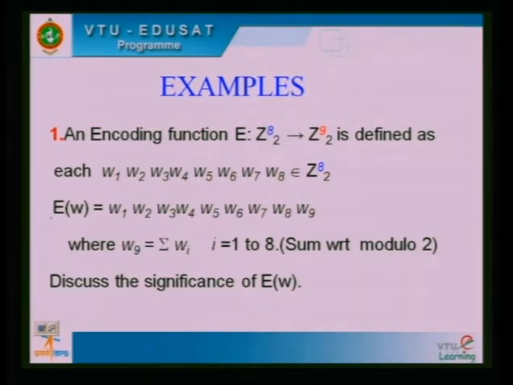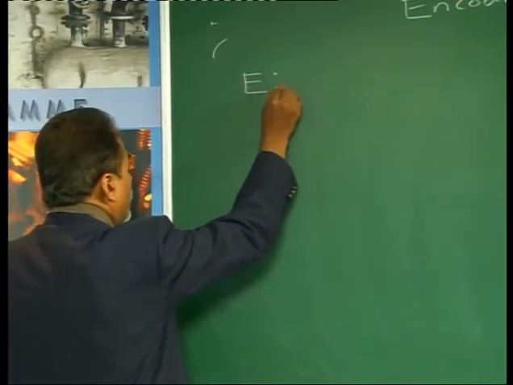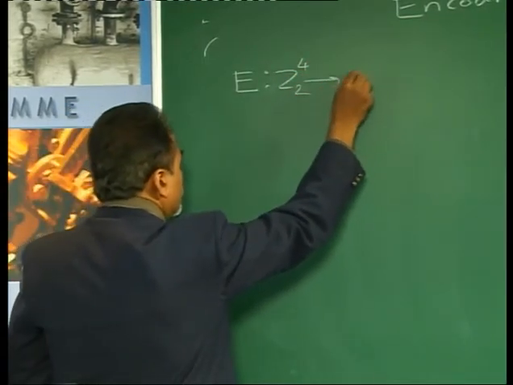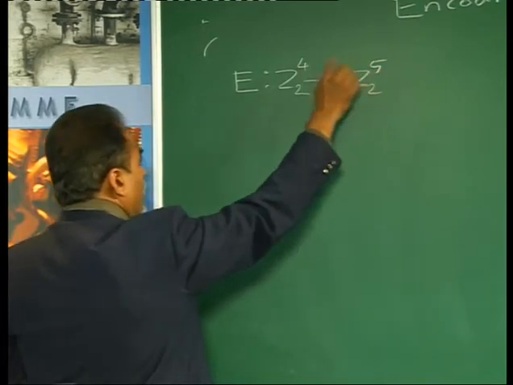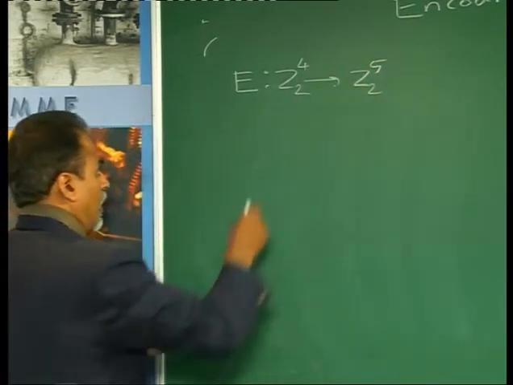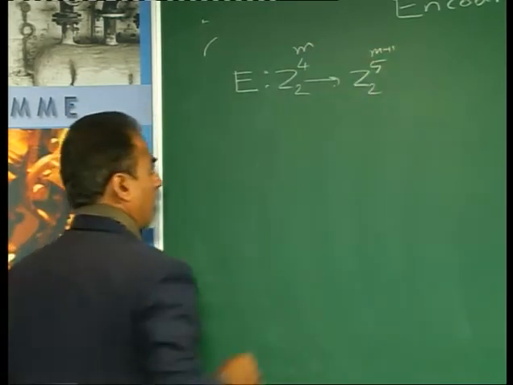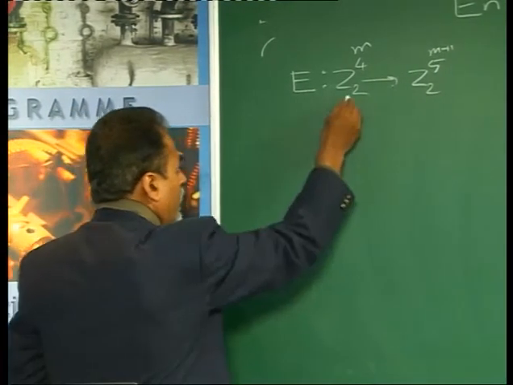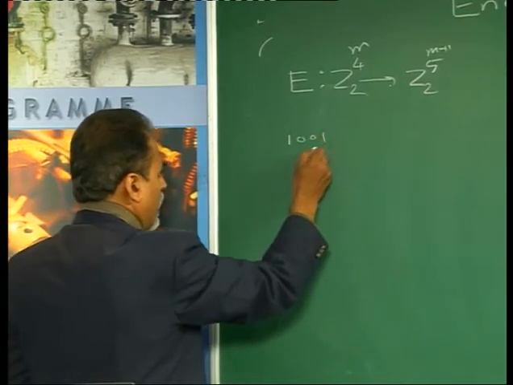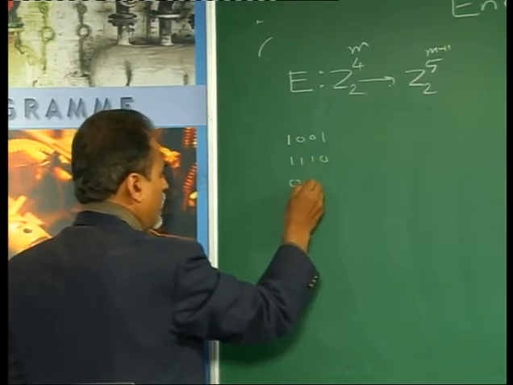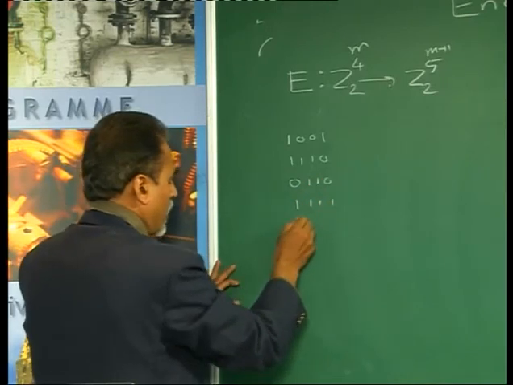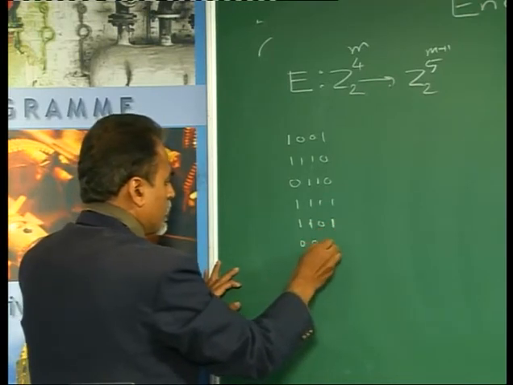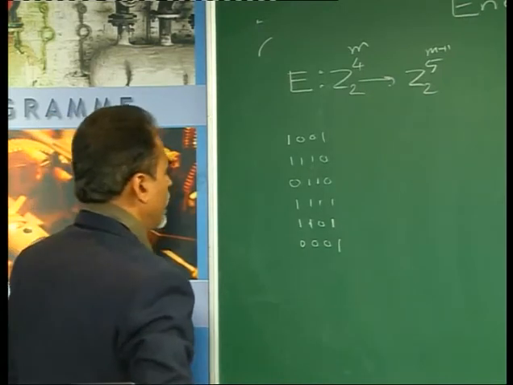Suppose I am having a code function from, let me take 4 dimension to 5 dimension. So 4 to 5, 6 to 7, 9 to 10. So m to m plus 1, first in the beginning I take one procedure. There are different procedures. This is the one procedure. I take a word from 4 dimensions. Suppose I take 1, 0, 0, 1. I can take 1, 1, 1, 0. I can take 0, 1, 1, 1. I can take all 1, 1, 1, 1. I can take 1, 1, 0, 1, maybe repetition, and 0, 0, 0, 1. Still many more I can take.